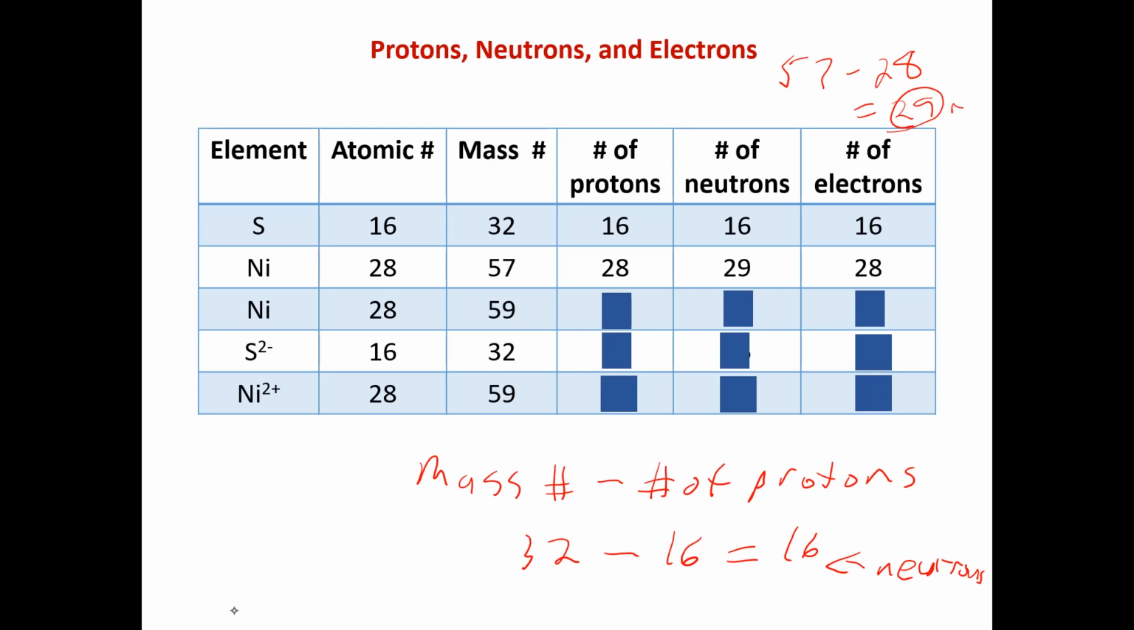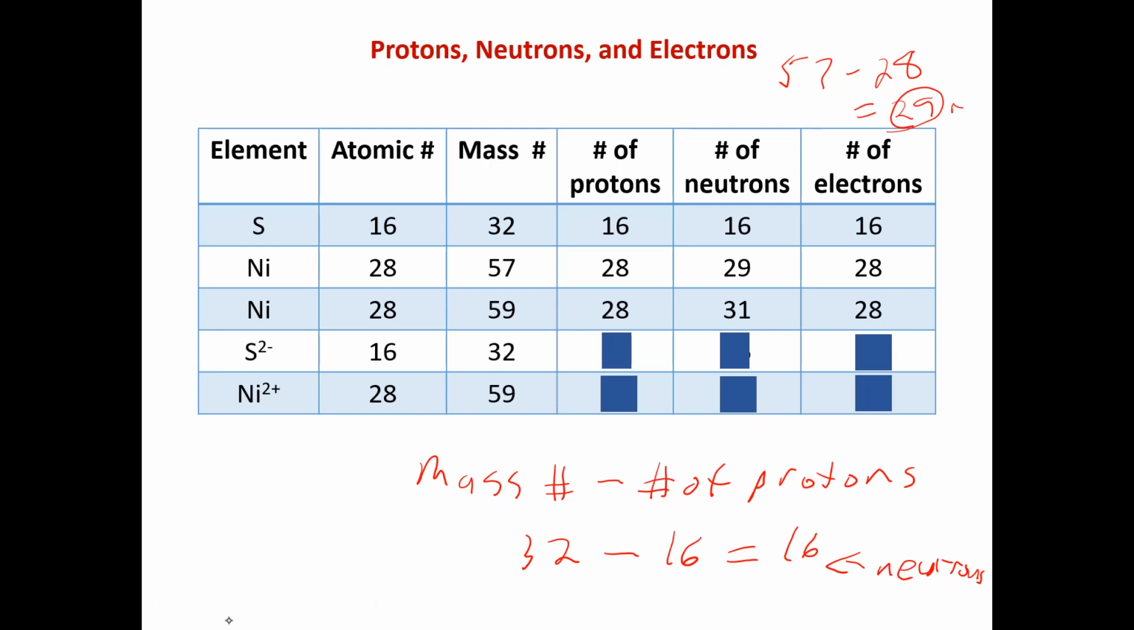If we look at the next row, we have nickel again, but this time we have a mass number 59. So we know that its atomic number is 28, which means it has 28 protons. 59 minus 28 gives us 31 neutrons. And since this is neutral, it must have a number of electrons that's equal to its number of protons.